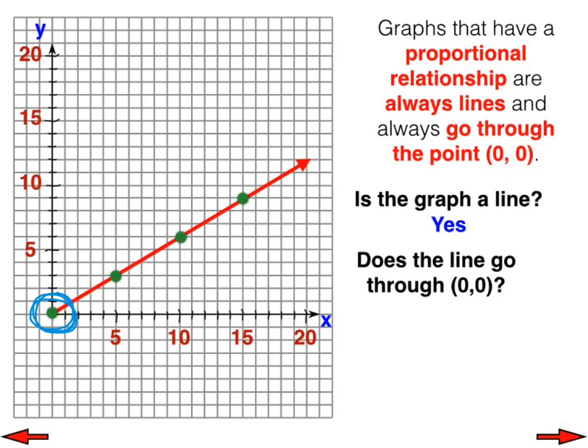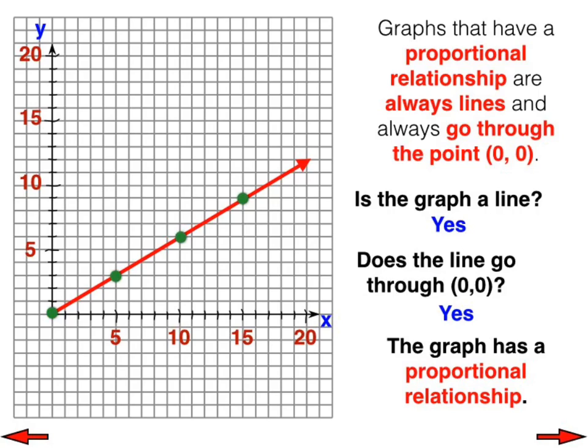If you want to think of it as the corner in your first quadrant, you can think of it that way too. But since this is a line, and we'll put a definition to that in just a second, and since it goes through (0, 0), and we'll put a definition to that in just a second, that means that this is a proportional relationship. So the graph does have a proportional relationship. If we have a line, if it goes through (0, 0) by looking at your graph, we have a proportional relationship. Okay?